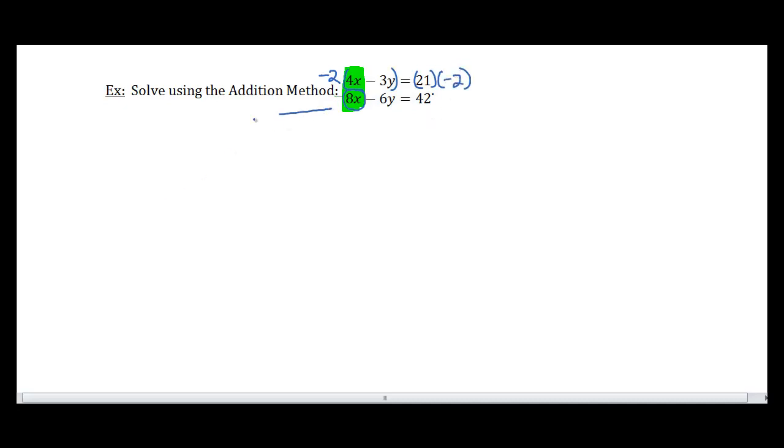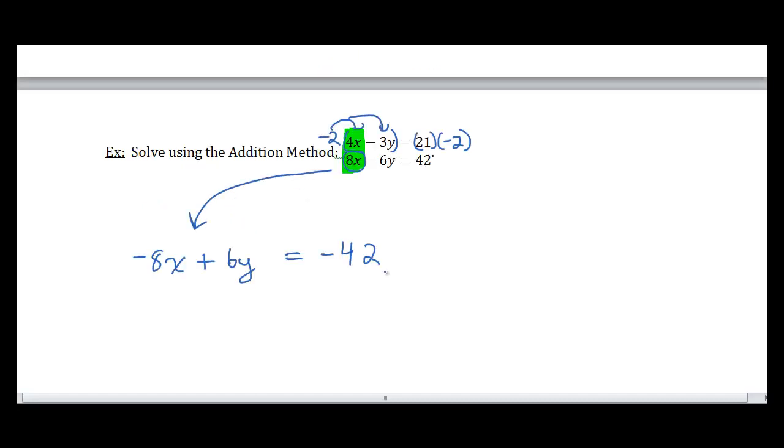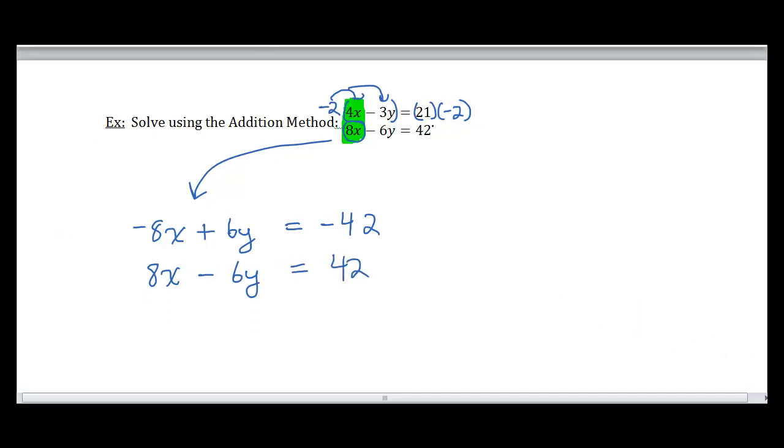When I do that, I'm going to get this equation here. Negative 8x plus 6y, right? Remember, you have to use your distributive property here, right? Equals a negative 42. And my other equation is going to stay the same. 8x minus 6y equals 42. Now that I have my opposite coefficients, I got my negative 8 and my positive 8, I'm at a great point where I can add my equations together.